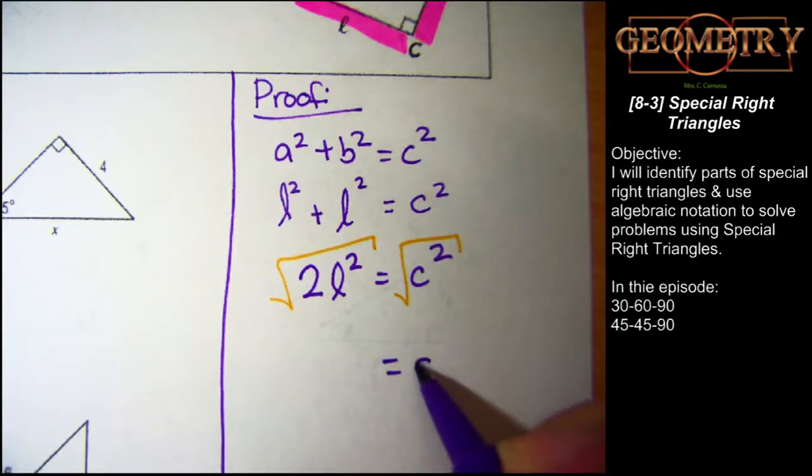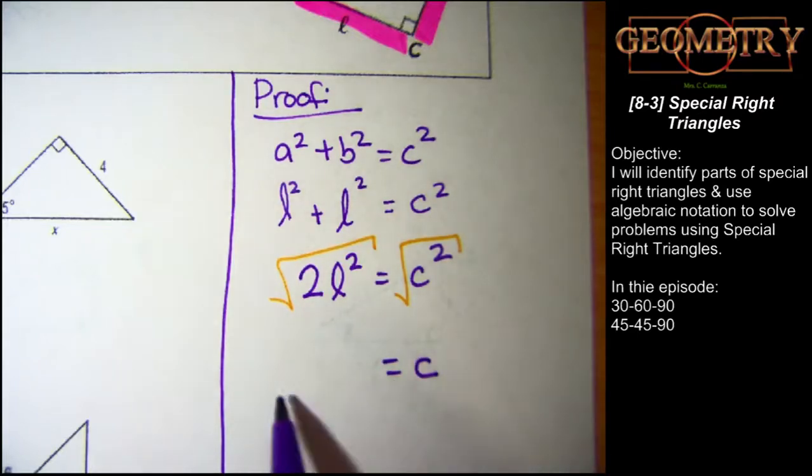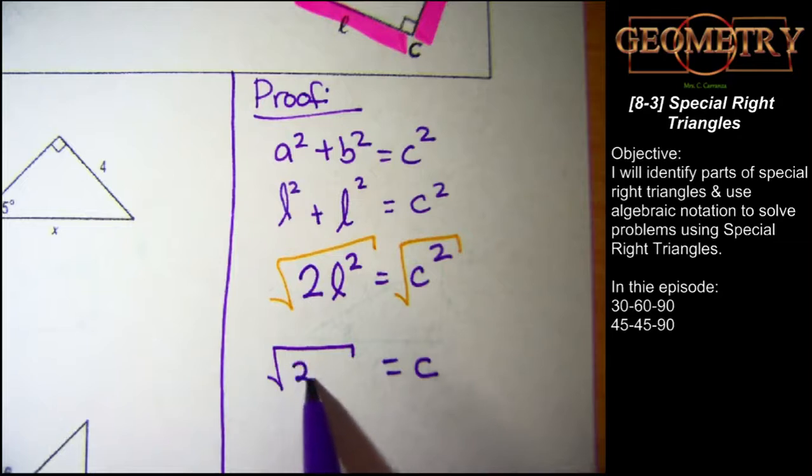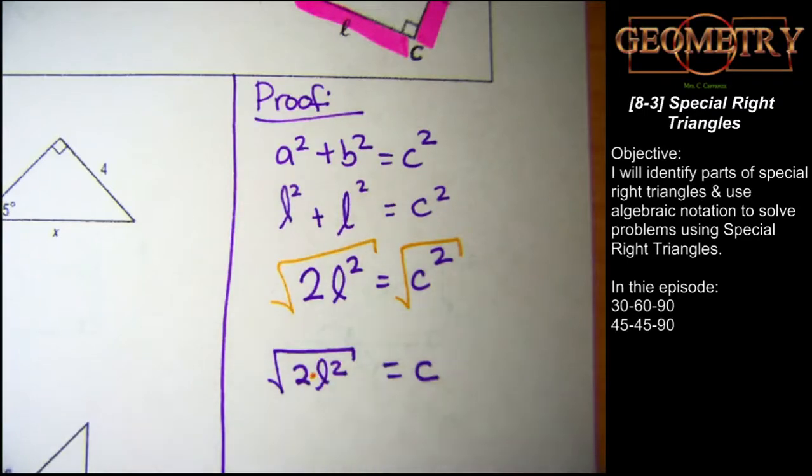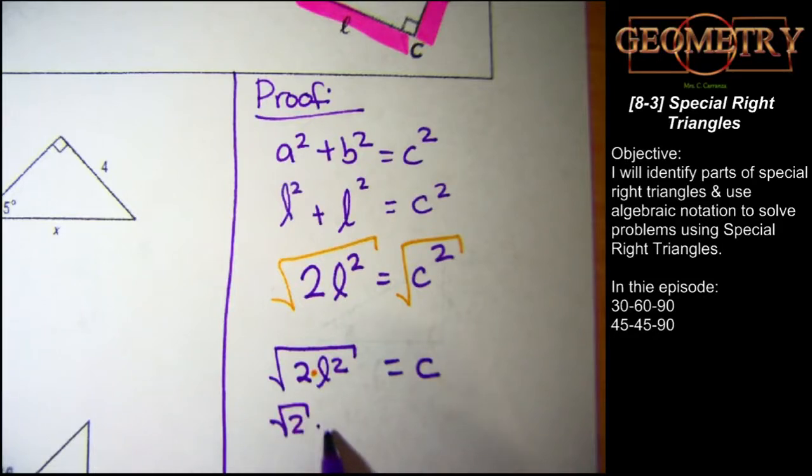My right-hand side is easy to simplify. My left-hand side looks crazy, so I'm going to write the whole thing and then look at it. I have a radical where inside there's a multiplication. That means that I can break the radical at the multiplication. So I can end up with the square root of 2 times the square root of L squared.